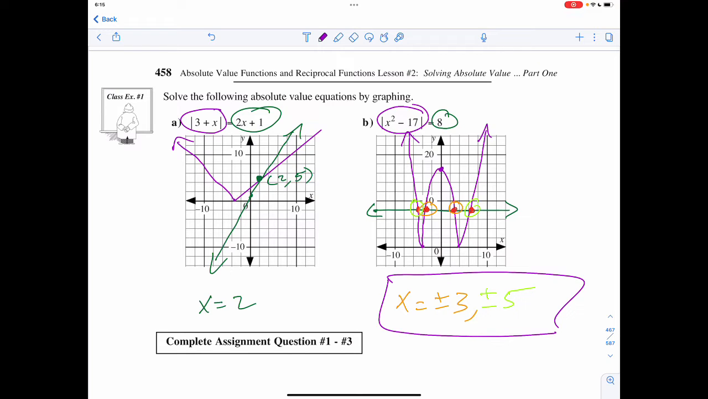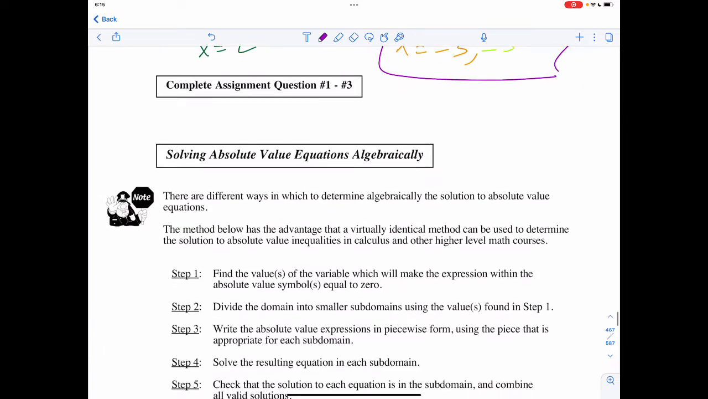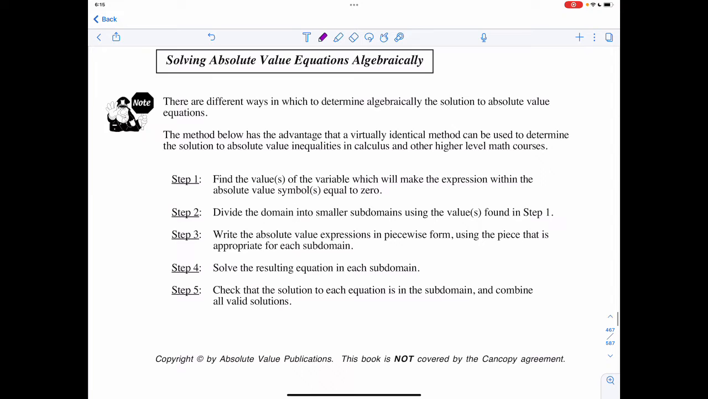So we can always check it graphically. We can always solve it graphically if we need that. If we need to do it algebraically, then we have to change our process a little bit. So the first thing that we do is we find the values of the variable which make the expression within the absolute value symbol equal to 0.